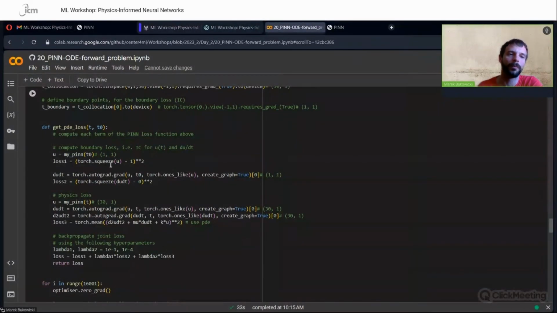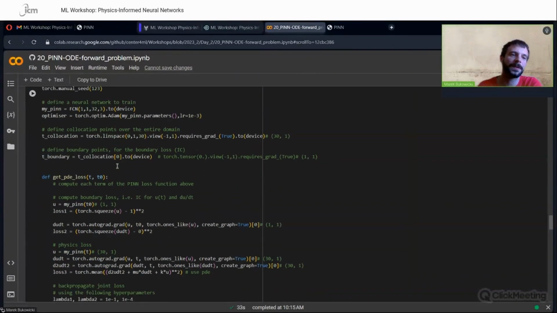So we have here these three terms. First is the initial condition loss. We estimate at the time equal to 0 and compare it to the value we know from the data. Then in these two lines we have the second term of the loss, which is the condition for the velocity. We calculate the derivative of position over t. This create graph would be needed because we would later use the second derivative, and this velocity at time t0 should be equal to 0.